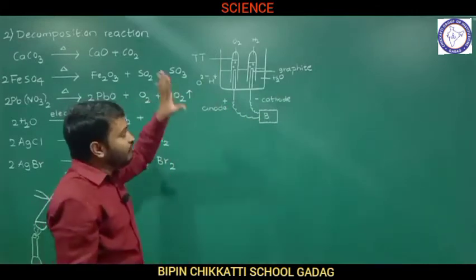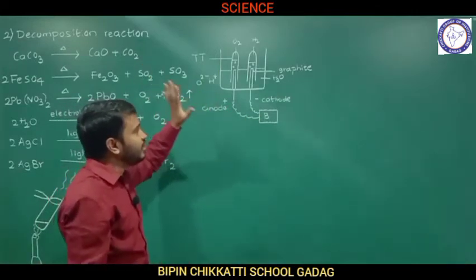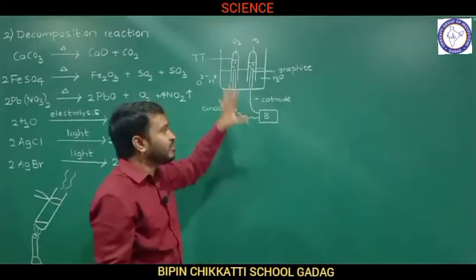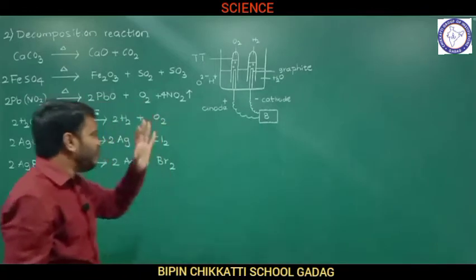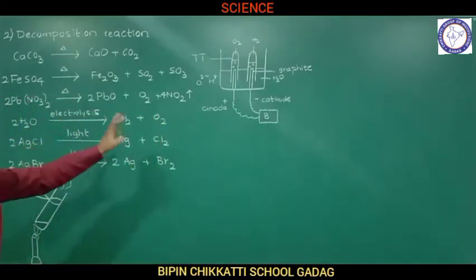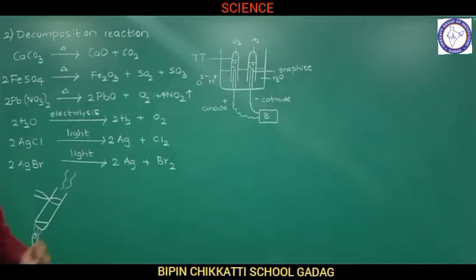So this is how we can experimentally decompose water. We get hydrogen and oxygen. This is how the decomposition takes place. But while writing, we just write that when water undergoes electrolysis we get hydrogen and oxygen.